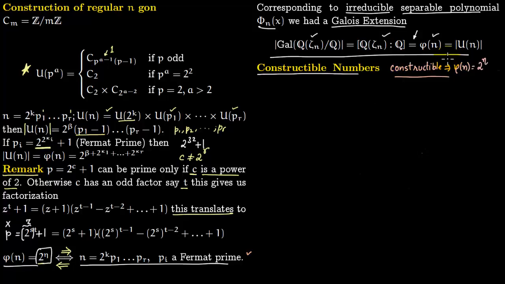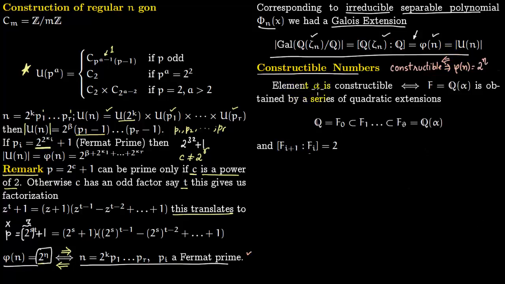Now we want to prove the other direction, and then we will have the n-gon is constructible if and only if this Euler phi function is of the form 2 to the power of eta, that is, if and only if n is of this form, 2 to the power of k p1 times p2 times all the way to pr, where pi is a Fermat prime. So let us now go in the opposite direction.